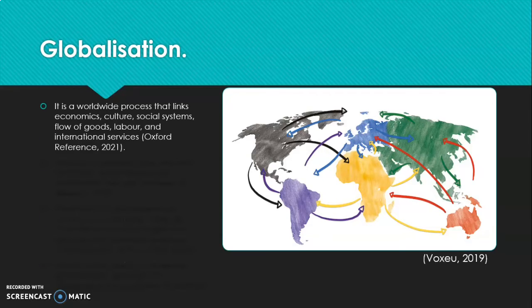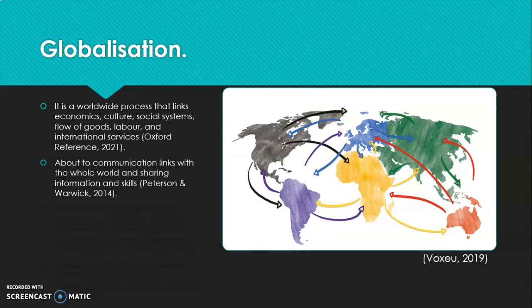So what is globalisation? Globalisation is the general increase of the worldwide integration of economics, culture, politics and social systems in the flows of goods, labour and international services between countries. Global education is part of globalisation and is about preparing young people for the different life experiences in the new developing world, according to Peterson and Warwick in 2014.